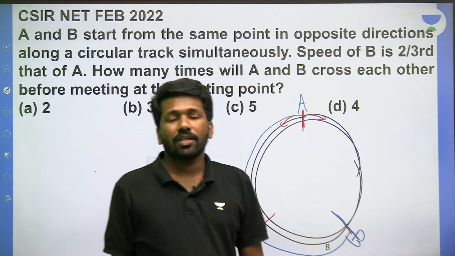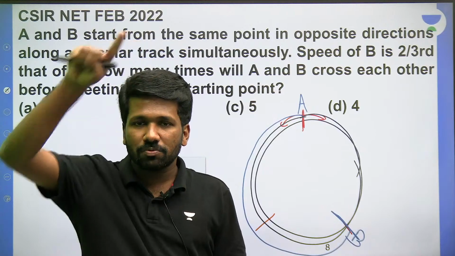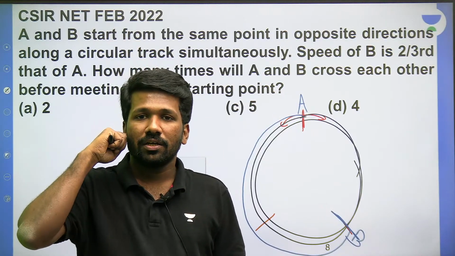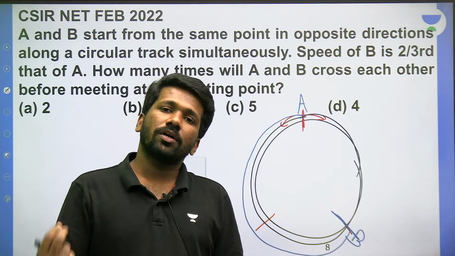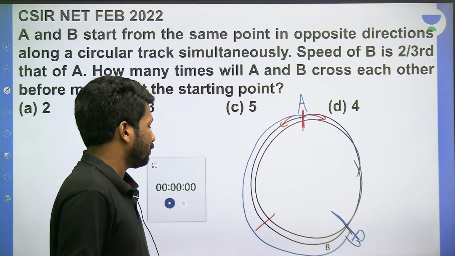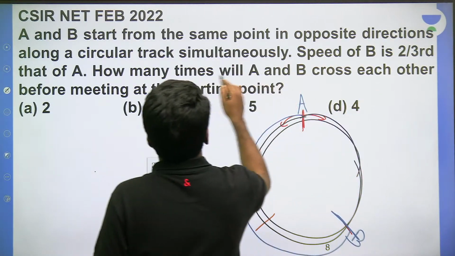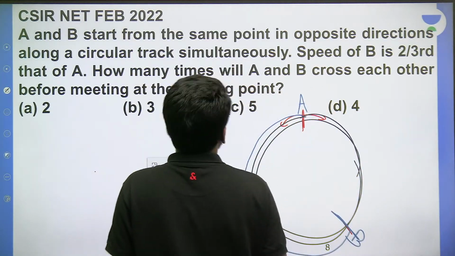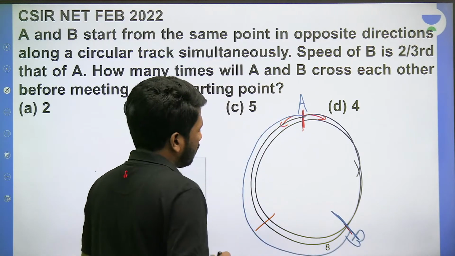If that 2/3, 1/3 is confusing you, what I will suggest you is take an example. Let 6 be the circumference of the circle. Then you can think like when A travels 6 units, B travel 2/3 of 6, that is 4 units only. That way also you can think, but this itself is enough. Anyway, now what question is asking, how many times A and B will cross each other before meeting at the starting point? So starting point they should meet.